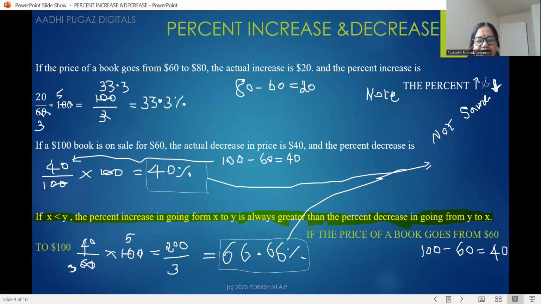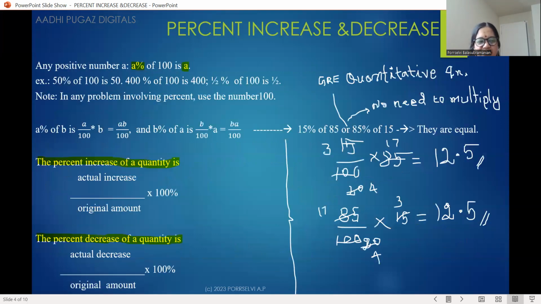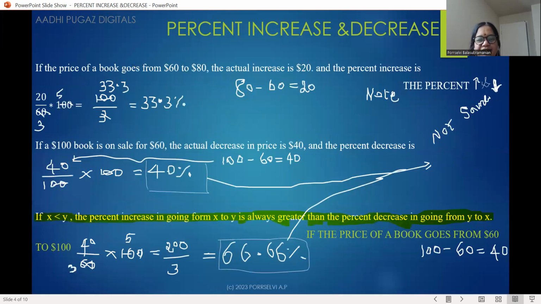Now we need to calculate how much percentage the value increased. So how do you calculate this one? In the previous slide I showed the formula, right? We'll see it again: actual increase divided by original amount, multiplied by 100%. So we need to use this formula to calculate this percentage.